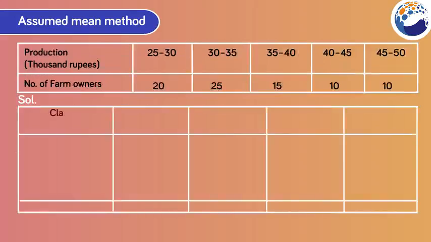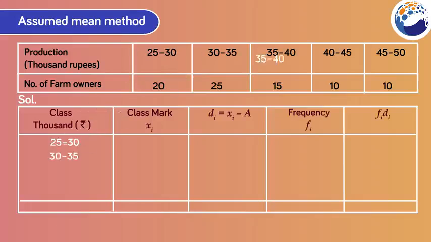1. Class. 2. Class mark xi. 3. Deviation is equal to xi minus A. 4. Frequency fi. 5. Frequency into deviation fi di. Now in the first column we write the given classes and frequency in the fourth column. Next we calculate the class mark one by one.